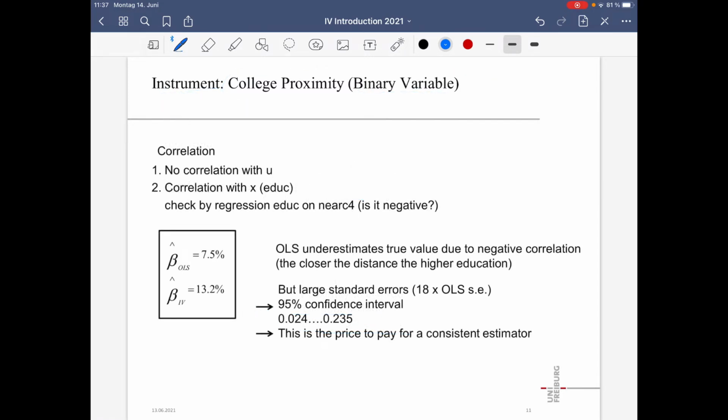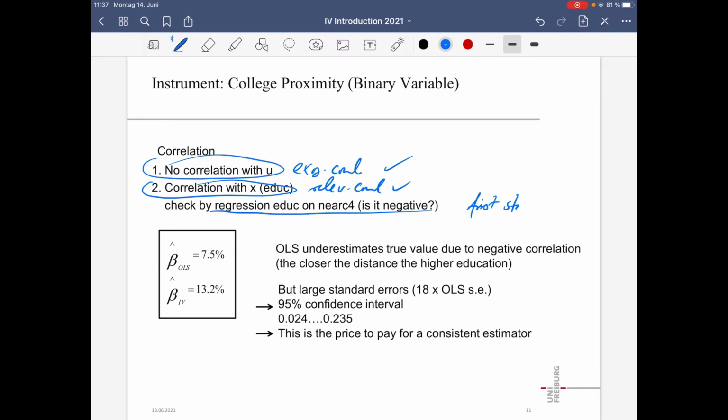So first, you have to argue that there is no correlation with the error term. So that would be the exogeneity condition. You can only argue, you cannot check that empirically, and you just can come up with arguments, right? And the second, and that's what you can check, is the relevance condition. The relevance condition is that there is a relationship between the endogenous x and your proximity to college dummy variable. And that's what you could do via a regression, and that's what we typically call the first stage.